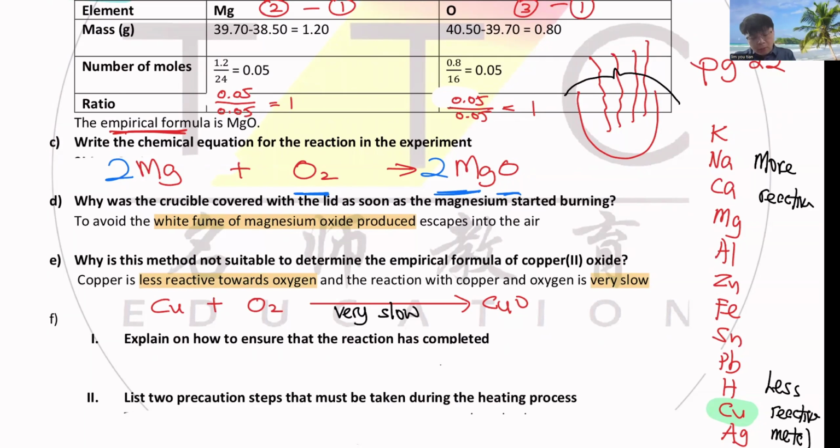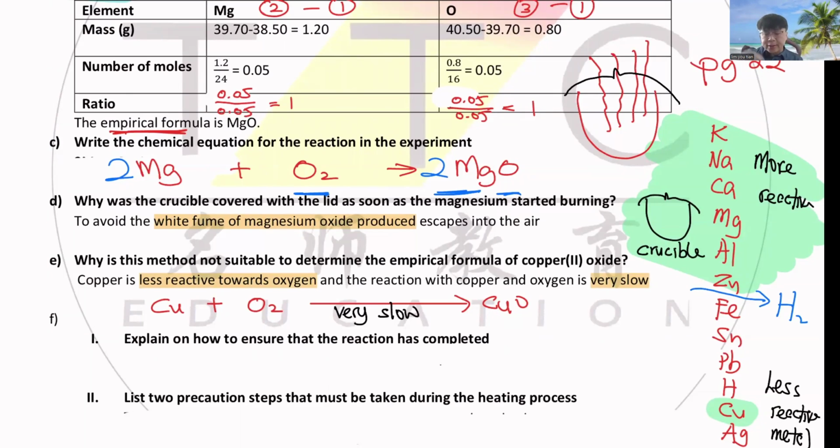So this experiment is only suitable for those metals that are more reactive than hydrogen gas. This is suitable for more reactive metals. So for this one you need to use the crucible experiment. In the exam, the essay will actually ask you this question. So this experiment is suitable for those reactive metals.